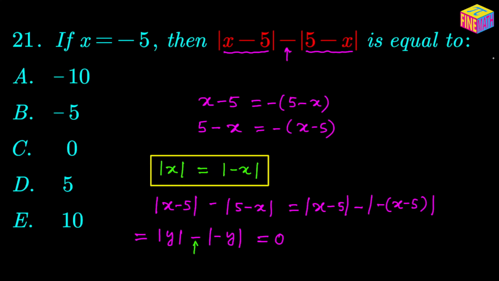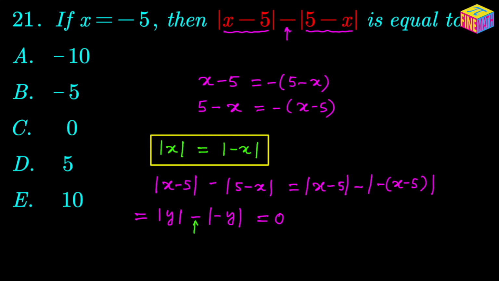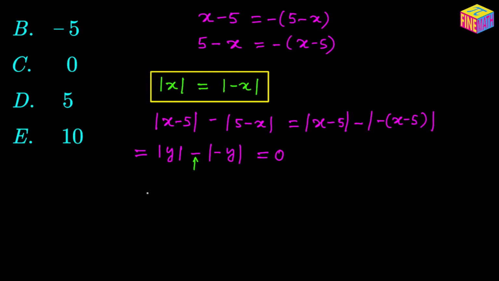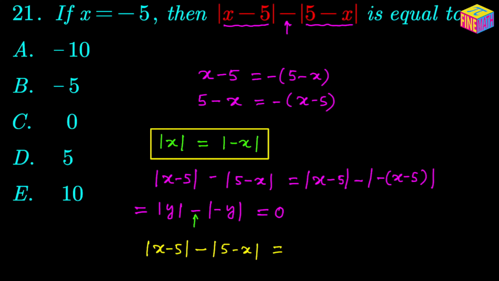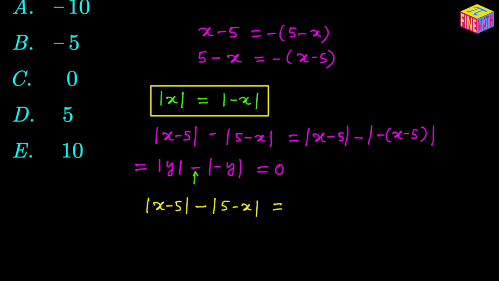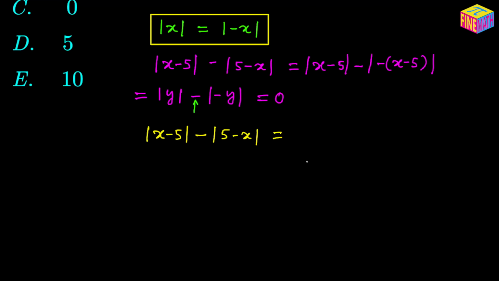Now if you want to substitute it, that also can be done. So let's try that also real quick. Here we have modulus of x minus 5 minus modulus of 5 minus x. Let's substitute the value of x. What is the value of x provided there? x is equal to negative 5. So this is equal to modulus of negative 5 for x, and then another minus 5 there already, and then minus, then again we have modulus of 5 minus, for x we have to use negative 5 like this.